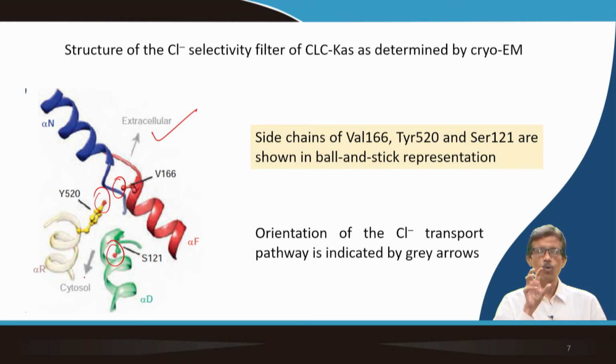So, not only should you know about the structure, the cartoon diagram of the polypeptide chain, but also the relative orientations of these three amino acid residues. They have shown this also in the ball and stick representation, showing where you have the arrow. So, that is why the passage is there, which is indicated by your gray arrows.